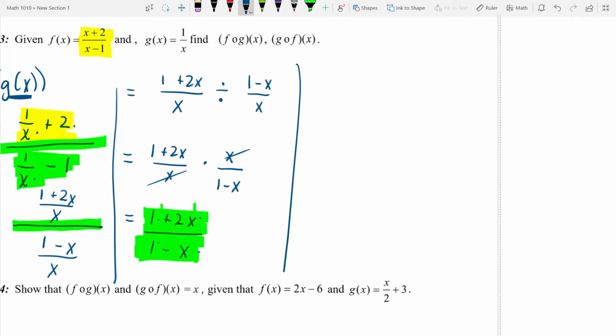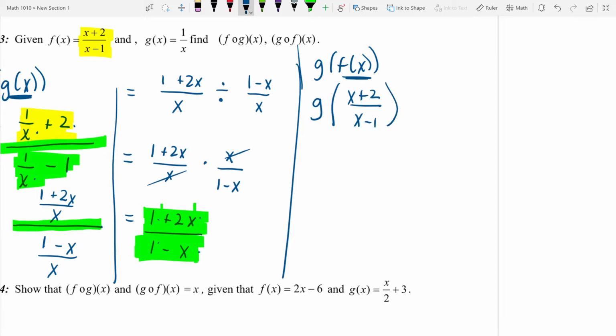Okay, let's do the other way. So now I'm going to do g of f of x. This guy's much easier, just so you know. See this f of x? Replace it with what f of x is. So everybody go g of x plus 2 over x minus 1. Now I'm going to go into that g of x, and wherever I see an x, I'm going to put in that. So it's going to go 1.